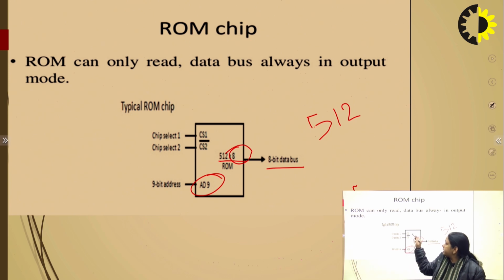And next are CS1 and CS2 bar, the two chip selection lines. CS1 is used for the selection of the particular ROM chip, and CS2 bar is used for the selection between the RAM and ROM. Okay, again this is the CS2 bar.